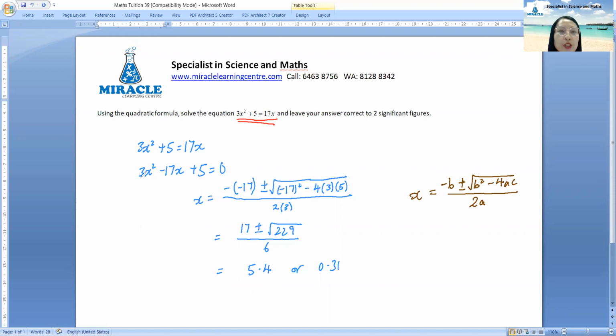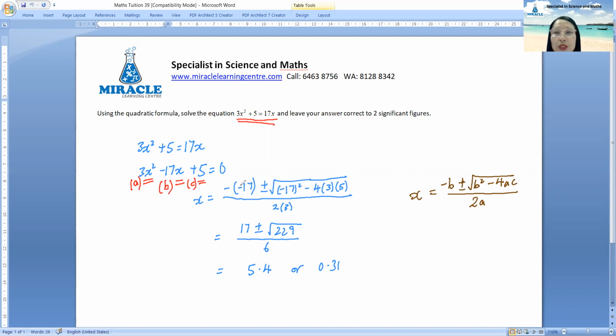So a quadratic equation, if you have x squared, x, and a number equals to 0, you can use the formula. x equals minus b plus or minus square root b squared minus 4ac over 2a. So I substitute in the values. Okay, so you know that 3 is a, 17 is b, right? Minus 17 is b, then c is 5.